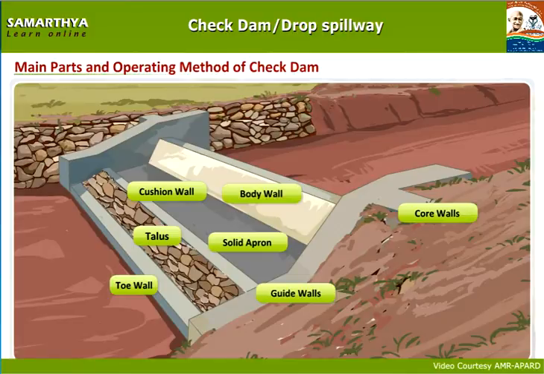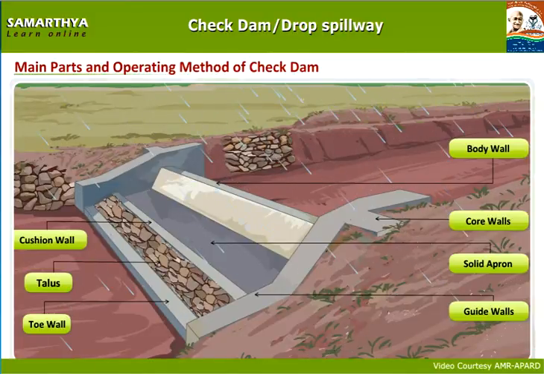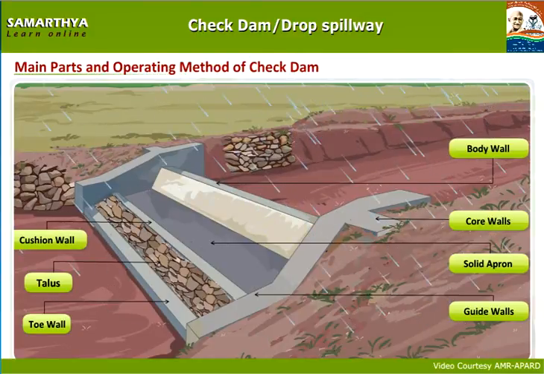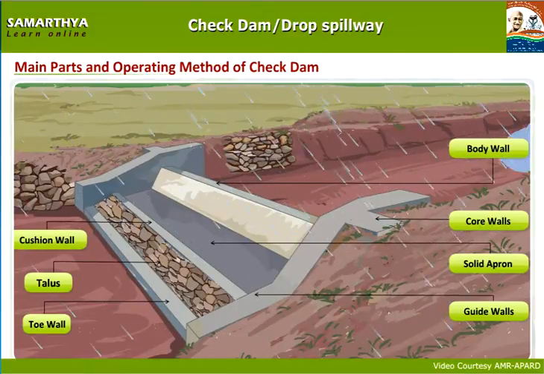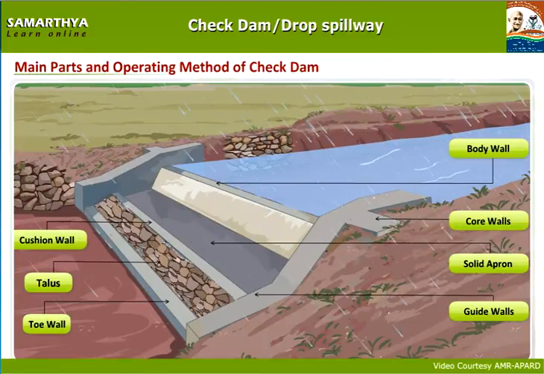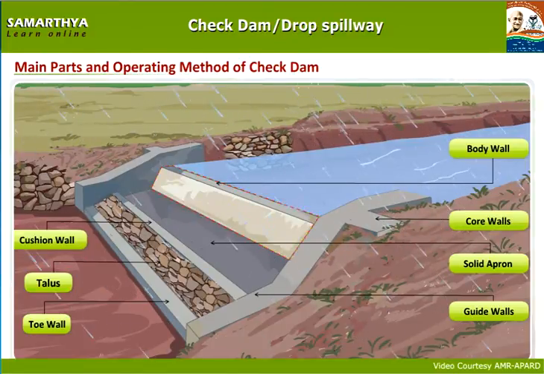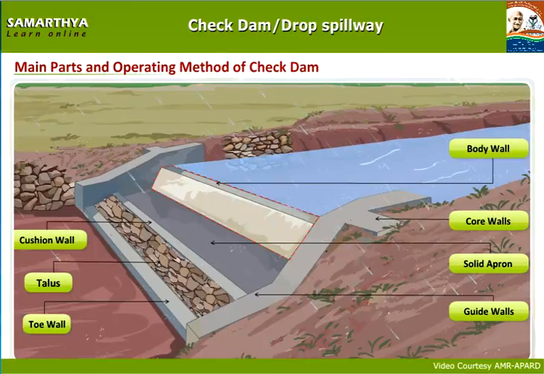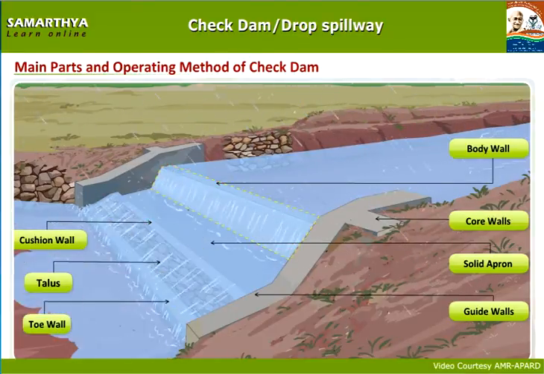Working procedure. During raining, the run of water in streams reaches to the bottom of the body wall. Water is stored between side walls which are on both sides of the body wall. Body wall releases the excess water very easily.